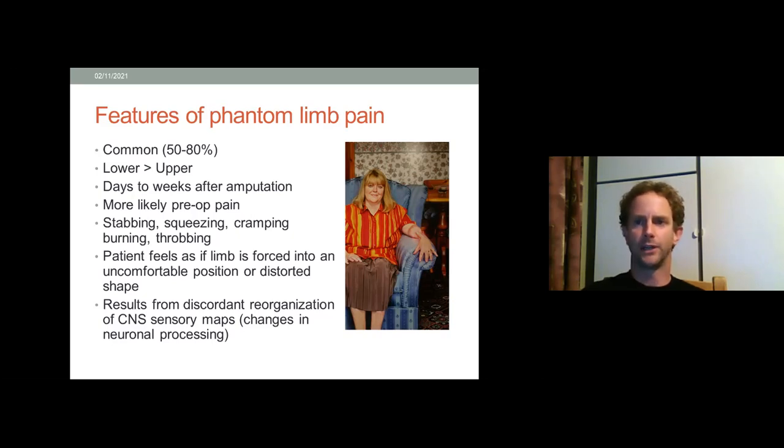And they can start pretty quickly. It can start just days to weeks after an initial amputation, and it's more likely in patients that have got preoperative pain, which we spoke about earlier. And the patient quite often describes being able to feel the limb being in an uncomfortable or distorted shape, which is really uncomfortable, well, really painful.